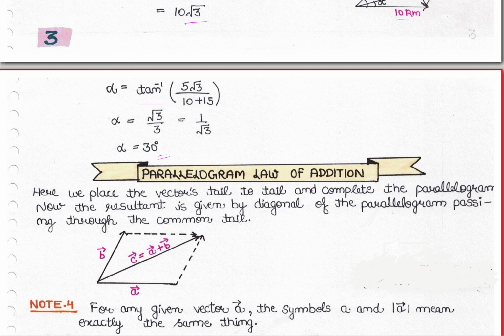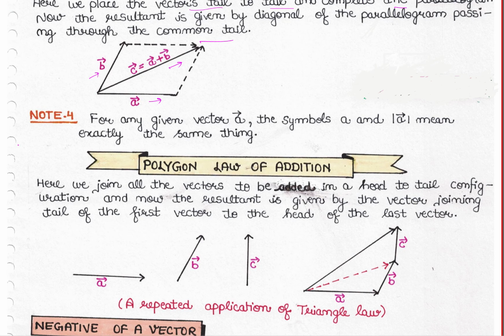Now parallelogram law of addition. Here we place the vectors tail to tail and complete the parallelogram. Now the resultant is given by the diagonal of the parallelogram passing through the common tail. So this is our A vector, this is our B vector, and this is our resultant vector C, which is A plus B. Note, for any vector A, the symbol A and the magnitude A mean exactly the same thing.